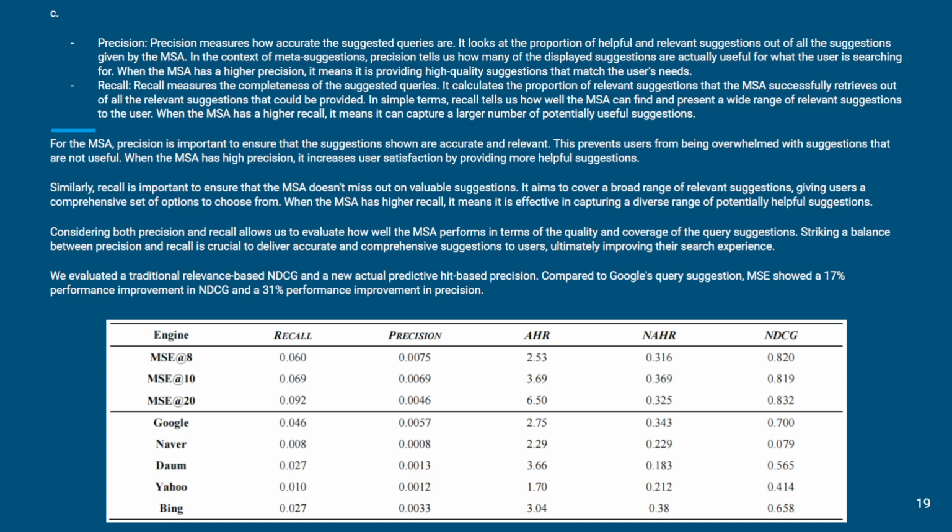We evaluated traditional relevance-based NDCG and the new actual predictive hit-based precision compared to Google query suggestion. MSE showed a 17% performance improvement in NDCG and 31% performance improvement in precision. Like this, this is the comparison between the MSE and Google, Naver, Daum, Yahoo, and Bing. This is the recall and the precision. And this is the NDCG.